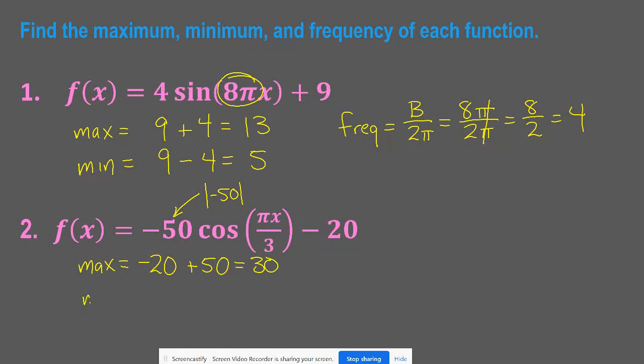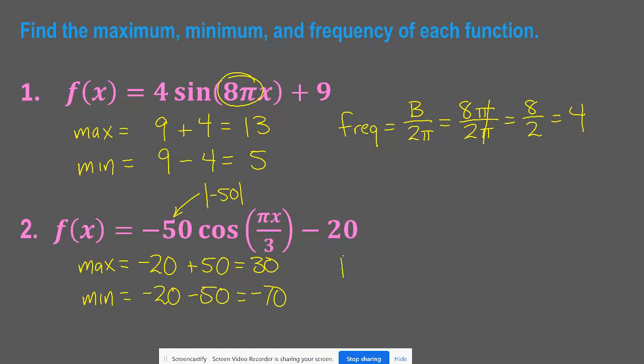To do your minimum, again, you start with -20. This time you will subtract the 50, and you will be at -70. So this graph would oscillate up and down between +30 and -70.